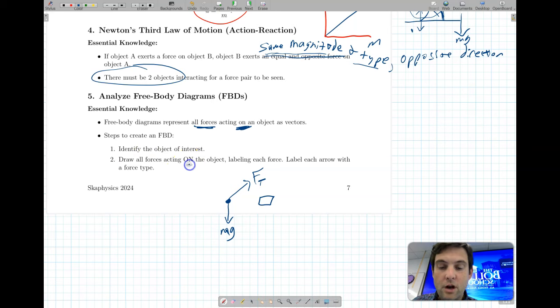Draw all forces on the object, labeling each force. The arrows should start from the dot, or maybe you'll have a box, either way. And then, most importantly, label those forces. If you don't label your forces, you're out of luck. You're not going to have fun solving this problem, and you're not going to have fun seeing the score that you get. These are free points. You should gather these free points.